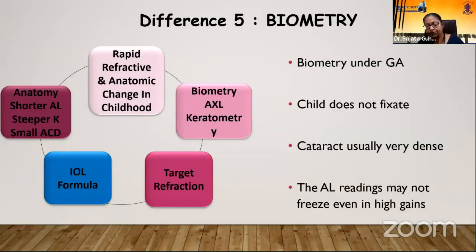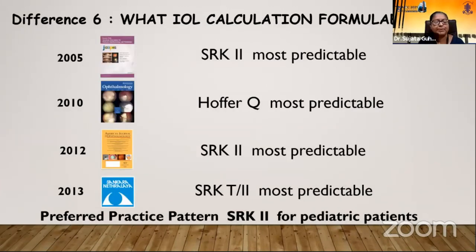Now, the difference in biometry in children is quite remarkable. Why? Because the child's eye has rapid refractive and anatomic changes. It has a shorter axial length and a steeper K. The biometry is done under general anesthesia and with the child not fixating. And sometimes the cataract is so dense that the axial length reading does not freeze even at high gains. So biometry is challenging.